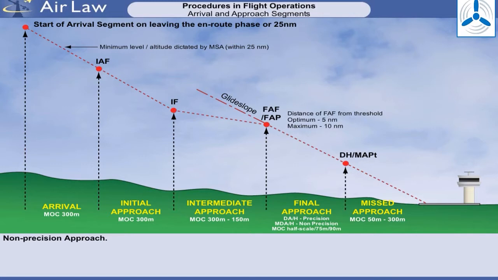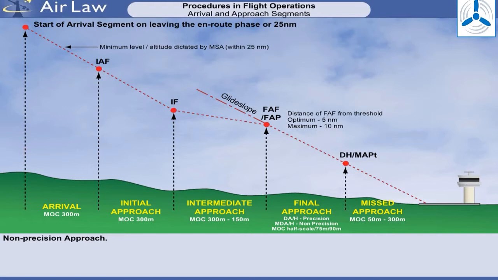The optimum distance of the FAF from the threshold is 5 nautical miles, the maximum distance being 10 nautical miles. The FAF is crossed at or above the specified altitude and the descent initiated. A step-down fix may be incorporated, in which case 2 OCA or H values will be published. For a VOR or DME approach, several types of fixes may be depicted, each with its own crossing altitude.